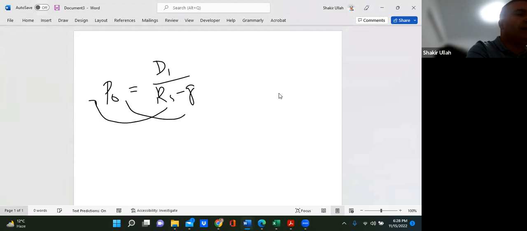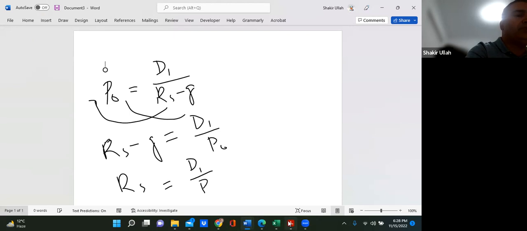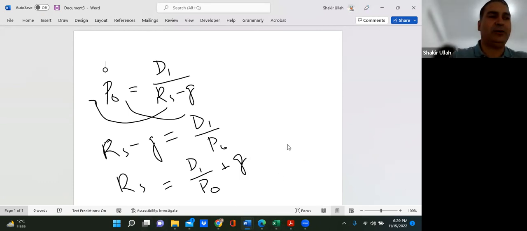So it's simple arithmetic. That comes out to be RS minus G is equal to D1 divided by P0. That P0 goes to the other side of the equation, right? Now we are required to calculate RS. So RS would be equal to D1 divided by P0. The G is minus on this side. When it goes to the other side, it becomes a plus G. So that's it. We'll put these values in the formula and we get our answer.